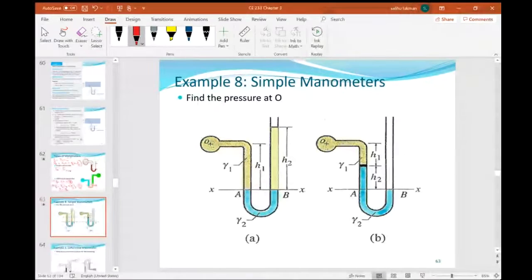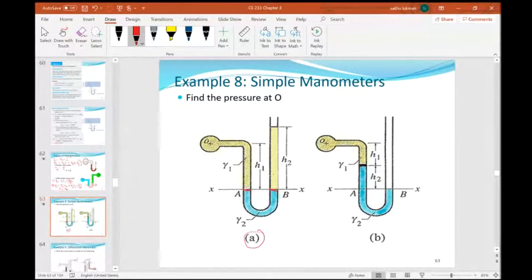This is another example where you have simple manometers. We have to find the pressure at O. In this case, we want to find the pressure at O, which is the gauge here, okay? In both cases, let's consider A first. Yeah, you have, okay, we want to start with this. So you have different liquids because they are shaded differently. You have this to be different from this, to be different from that, okay? So we generate the pressure equation at A and B and equate them.